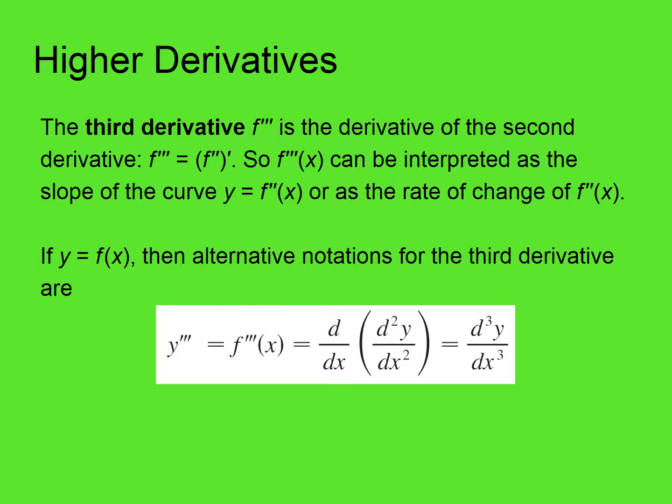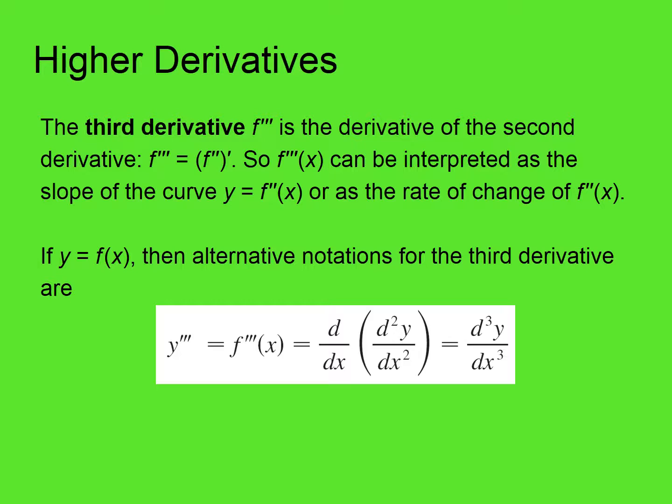So f triple prime of x can be interpreted as the slope of the curve y equals f double prime of x, which is the green one, which actually was the same the whole way, right? Because it was a line. The slope of a line is the same no matter where on the line you are. If you remember that green line, well, the slope is constant.